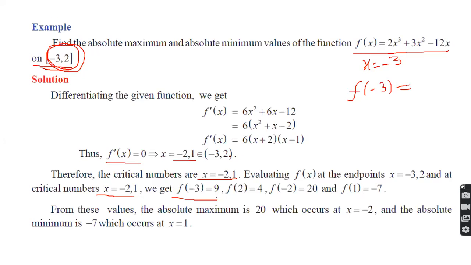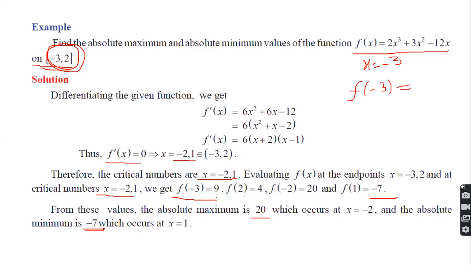If you substitute minus 3 in this equation, you get the value 9. One more endpoint is 2. If you substitute 2 here, you will get 4. F of minus 2 is 20. And then f of 1 is minus 7. So from these values, the absolute maximum is 20 and the absolute minimum is minus 7.